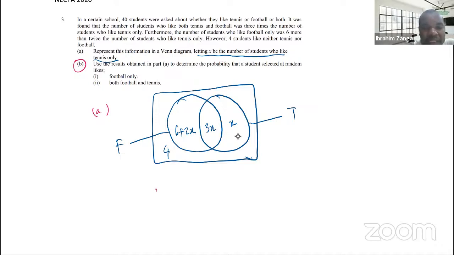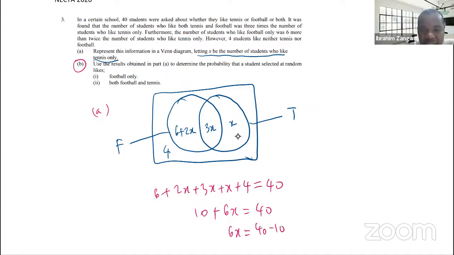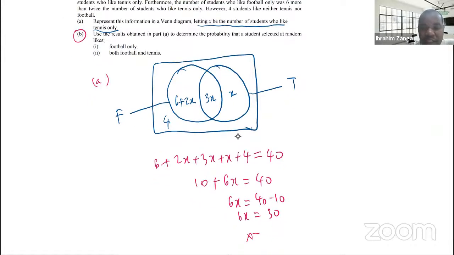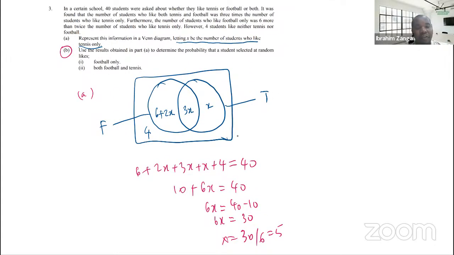Taking 60 plus 2X plus 3X plus X plus 4, you get 40. So 60 plus 4, you get 64. 6X plus 64 equals 40. 6X equals 40 minus 64. Okay. Then now we have to find those who like football only. So the number of football only.